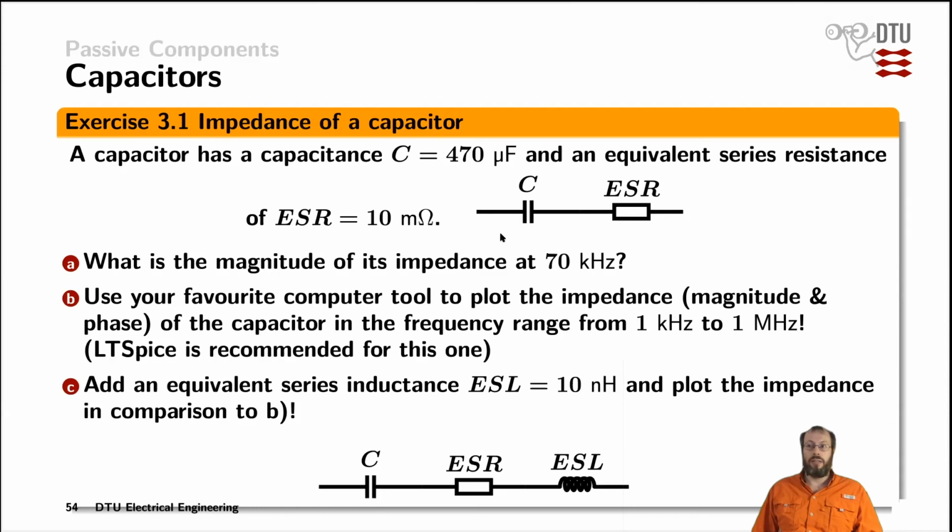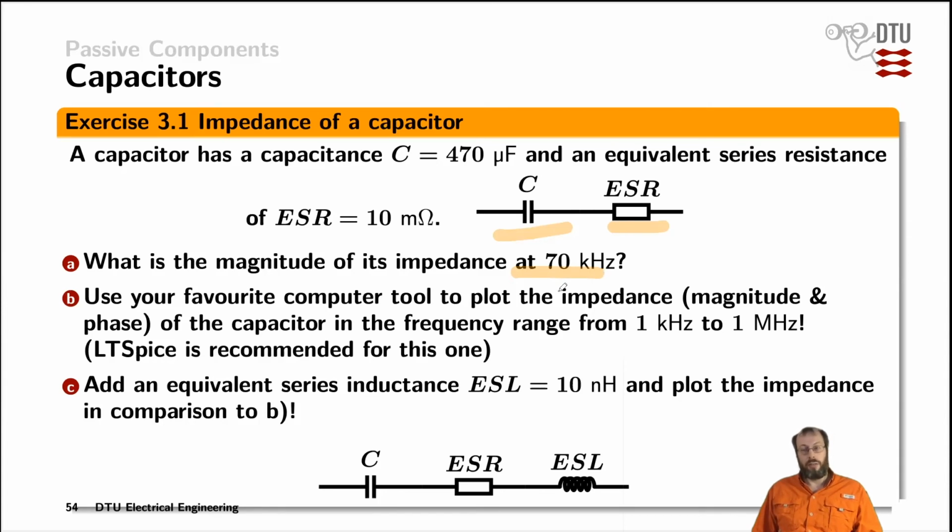Having a capacitor of 470 microfarad and given with a series resistance of 10 milliohm. What is the magnitude of the impedance of this circuit at 70 kilohertz? So the series connection of the capacitor C with its equivalent series resistance of the 10 milliohms.